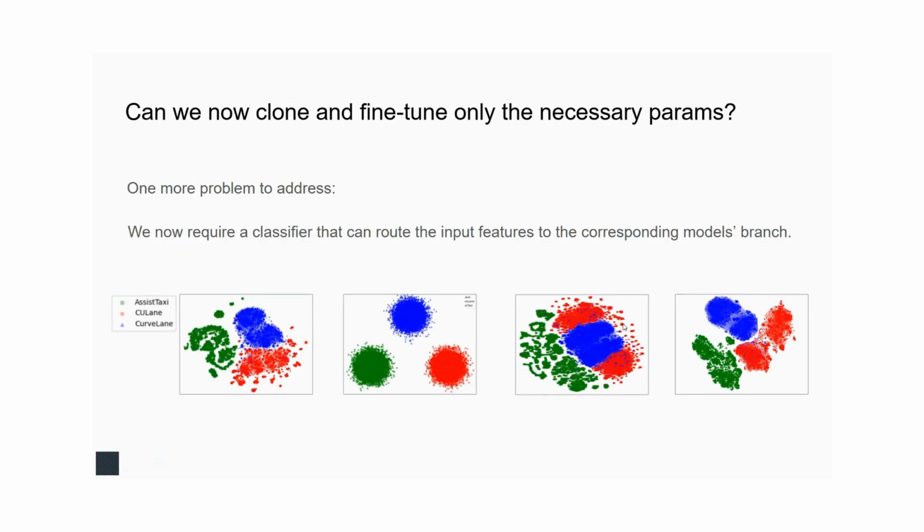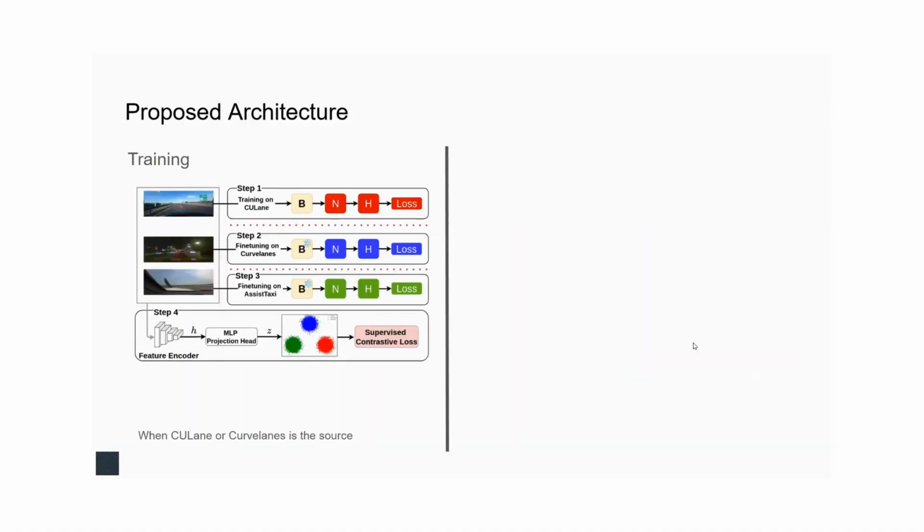And on the right side, we see the features extracted from an untrained model versus a model trained with supervised contrastive learning. And now moving on, our proposed architecture is basically, if we are dealing with car lane datasets, we first train the model end to end with the backbone, neck, and head updated. Now, when we have the new incoming distributions, CurveLanes and SS Taxi, we freeze the backbone and fine-tune only the neck and head components.